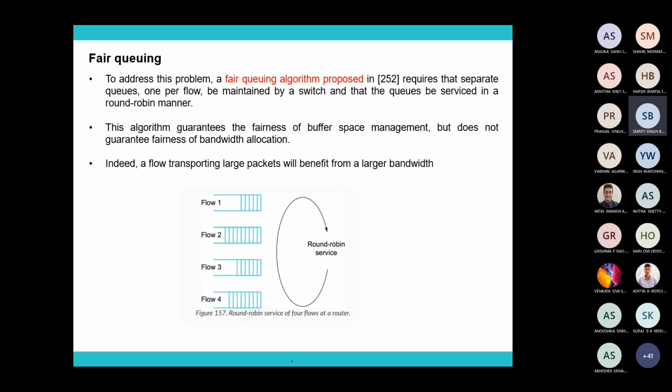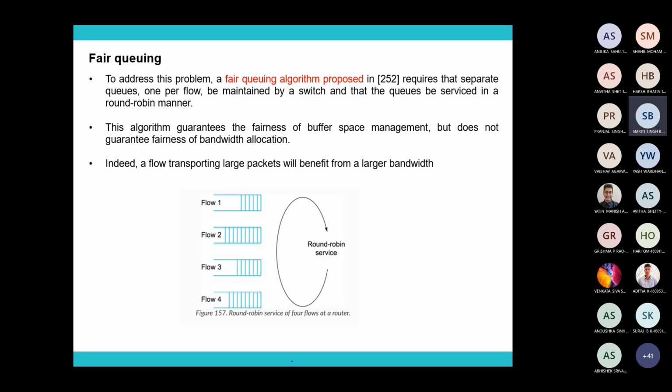So now the fair queue, what it says is that you will be having a number of queues, but the picking of each task will be done in a round robin fashion. So now you have four flows: flow 1, 2, 3, 4. So you'll be picking one by one.